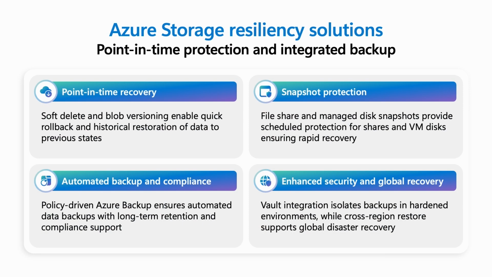Now, blob versioning allows you to create point-in-time copies of your data so you can roll back to previous versions instantly. File share snapshots protect entire file shares with hourly, daily, or custom snapshots. And managed disk snapshots safeguard VM disks and let you recover from corruption or accidental deletion. How does this work in practice?